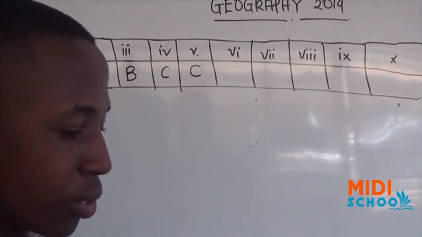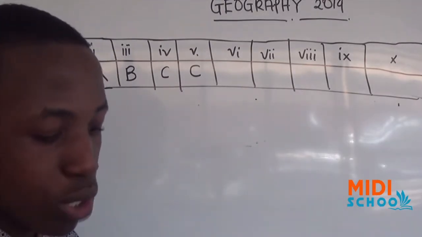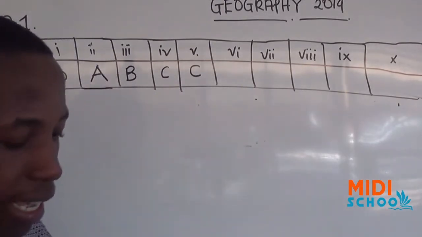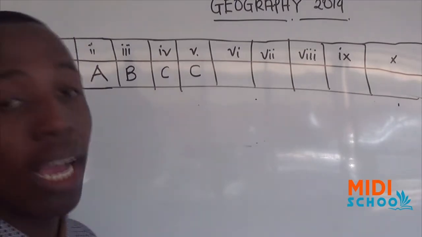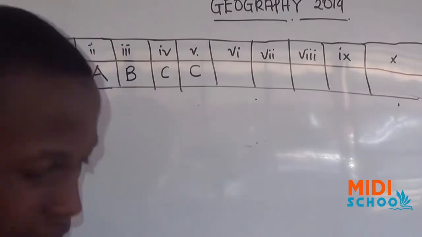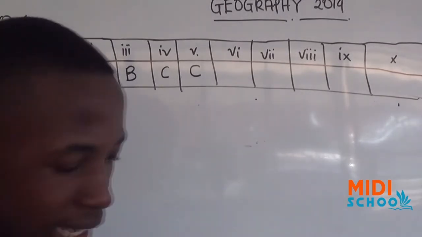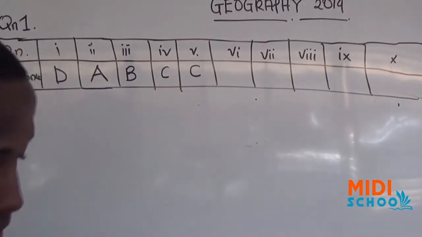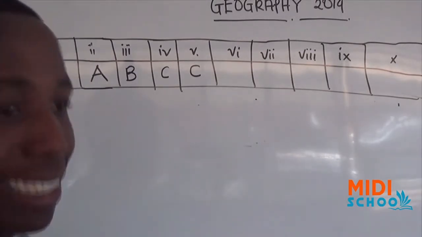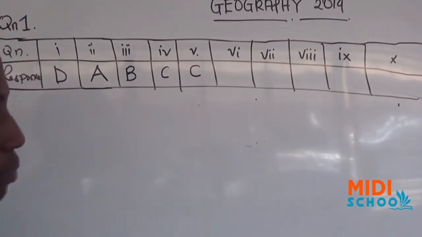Number 6, our question is: the seasonal movement of herdsmen between lowland and highland in search of water and pasture is known as: A. Transhumance, B. Hunting, C. Pastoralism, and D. Agriculture.